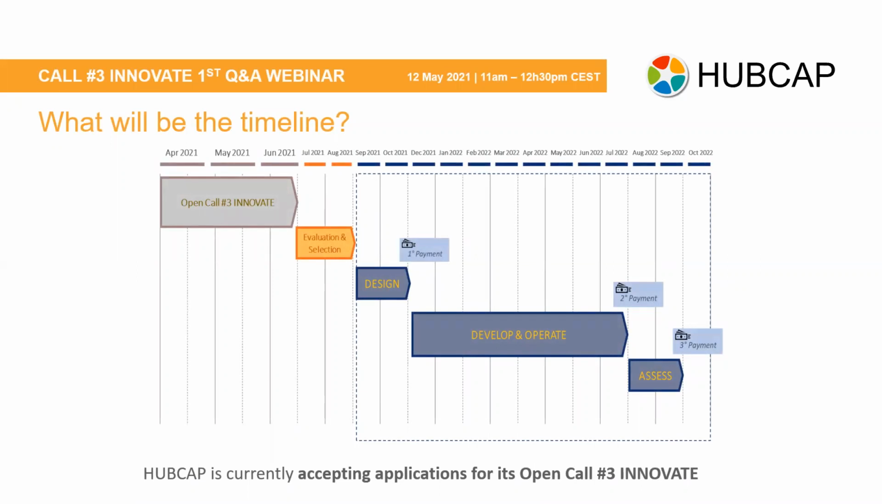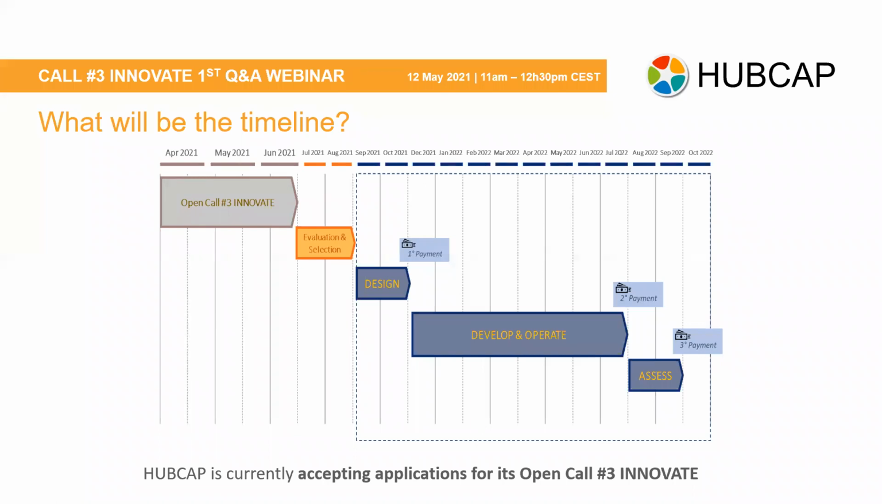We are currently accepting applications for the call Innovate. The open call closes on 30th of June at 5 p.m. Brussels time. Then we will have a 2-month period of evaluation and selection. It is possible that the evaluation and selection timeline will be postponed to September due to the vacation periods in most countries in Europe. August, most likely, everyone will be out on vacation. So we will be providing the final results in mid-September.